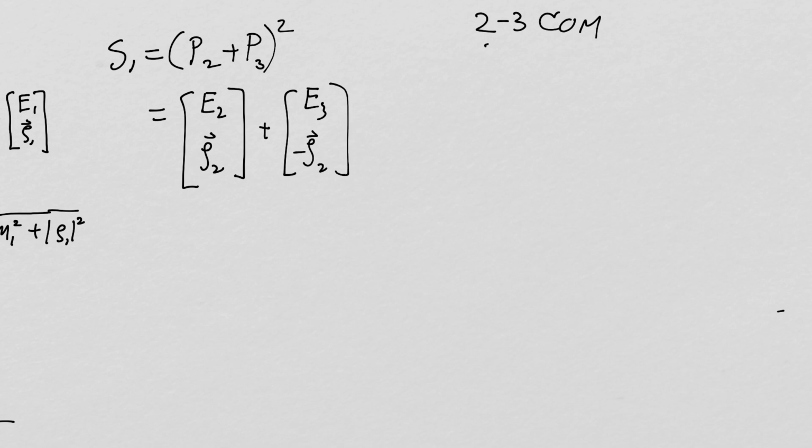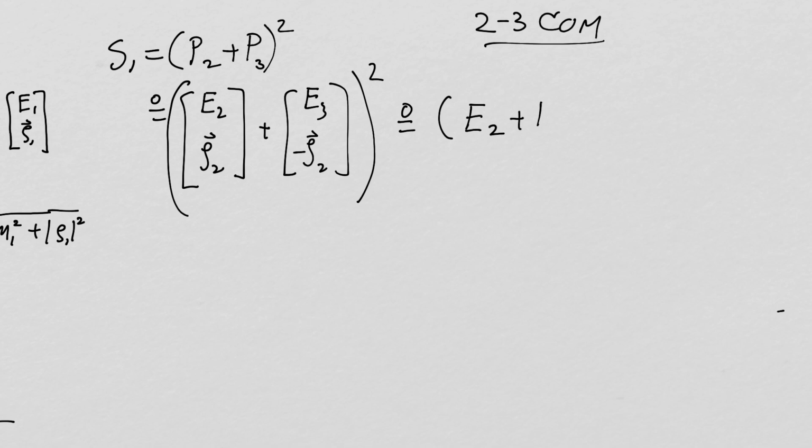The definition of the 2-3 center of mass frame is that the sum of these three momenta must be 0. So if I assign this one to be ρ2, this one's got to be minus ρ2. Actually, I should put some bars around that. So first of all, I need a circle there, and I need a circle there. This is going to be (E2 plus E3) squared, right?